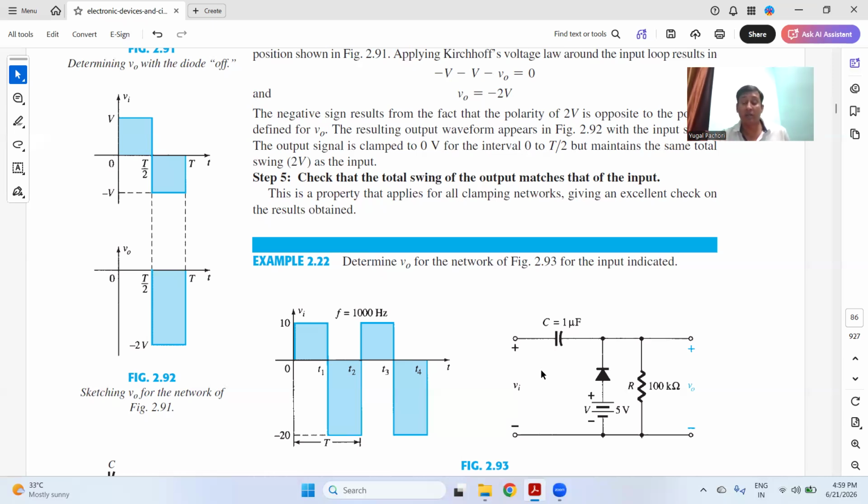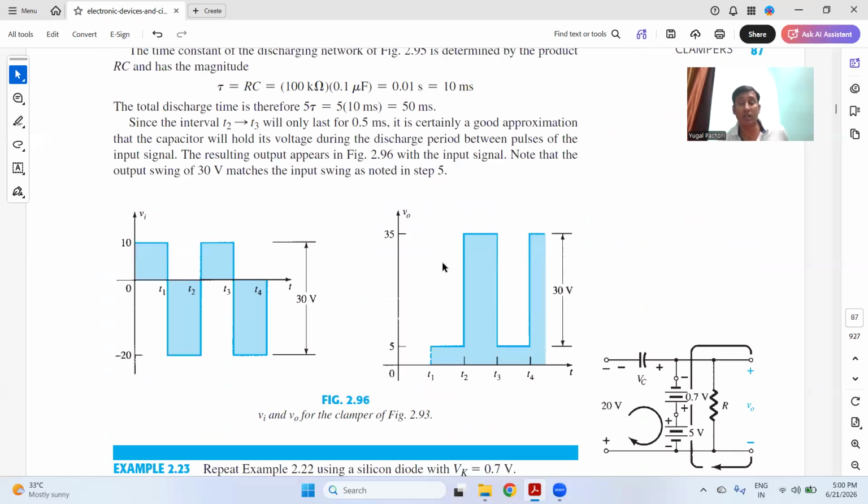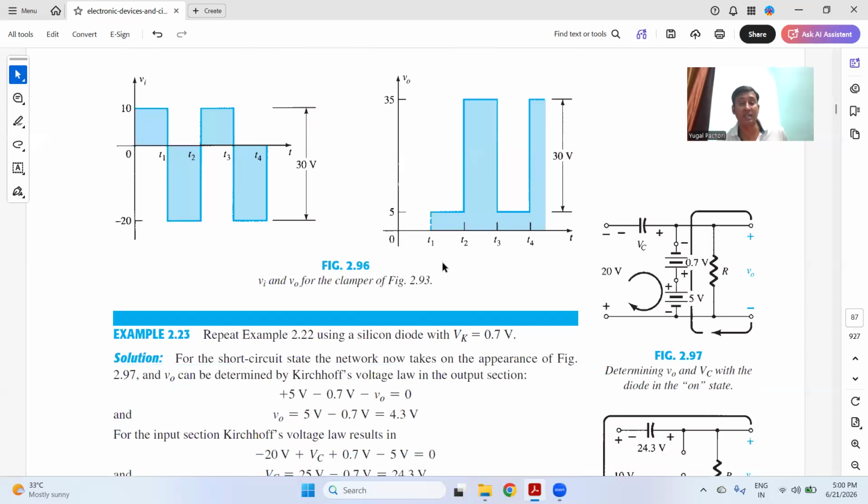One is the clipper, the other is the clamper. And in the previous part of the video, I already told you about the rectifier. There are two types of rectifier. One is the half wave rectifier, and the other is the full wave rectifier. So with this, you can understand what I'm trying to say, and you can do some numericals or examples.